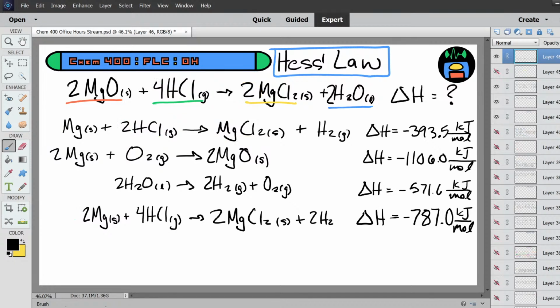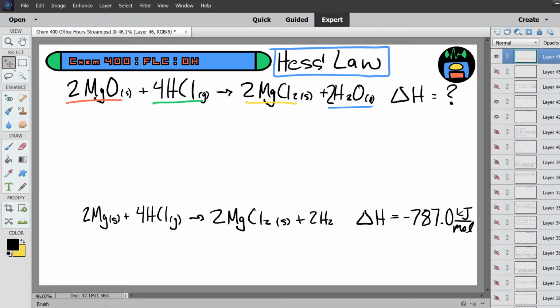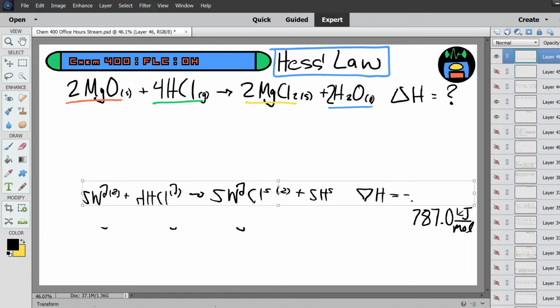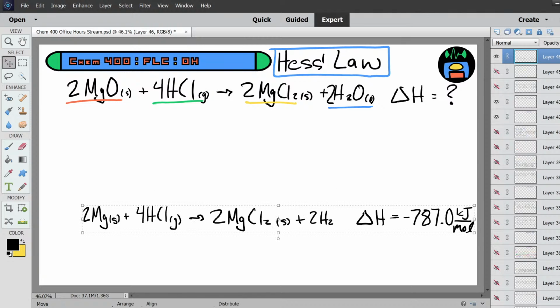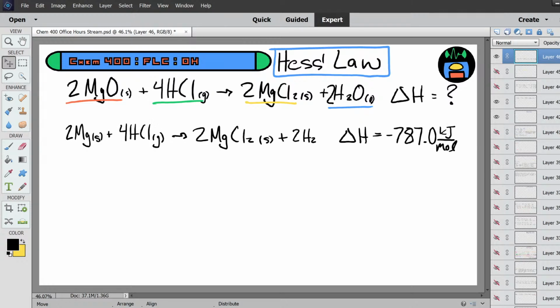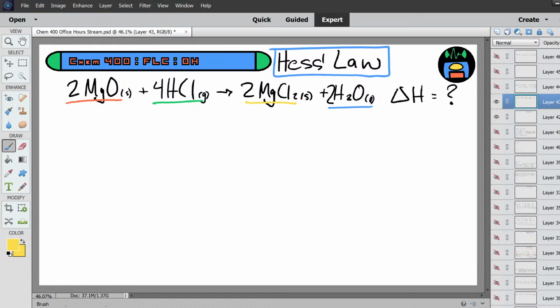Now, I'm going to take this thing. Let's just, how about we move it? Now, the reason why this is awesome, this helps us because we have the correct number of moles of HCl lined up and on the right side of the reaction, and the correct number of moles of magnesium chloride. All right, so we've taken care of magnesium chloride and hydrochloric acid. We just got to line up water and magnesium oxide.